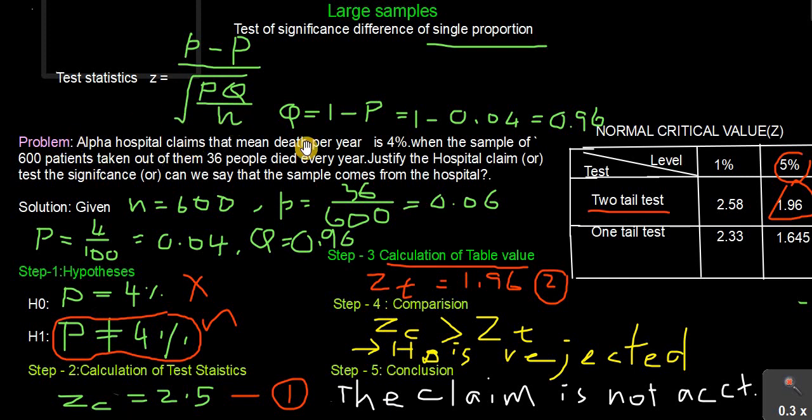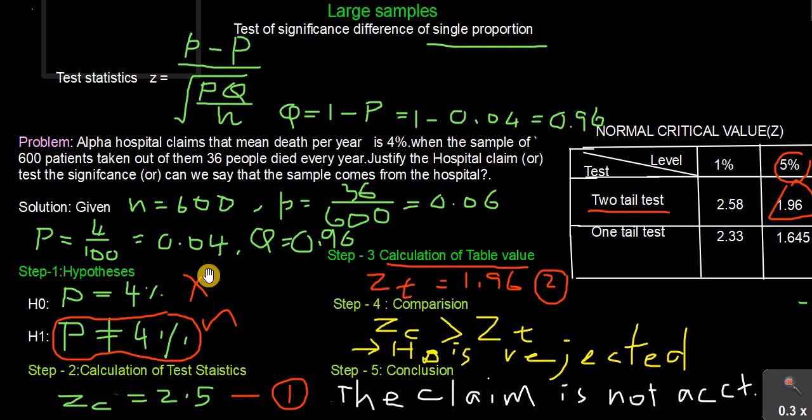Now we are taking one problem. Alpha hospital claims that every year only 4% death occurs in the hospital. For that, the sample we are taking is 600 patients. Out of them 36 are dying, so the sample proportion is 0.06. The hospital proportion we have to justify is 4%, so Q equals 1 minus P, that is 0.96. So capital Q is equal to 0.96.